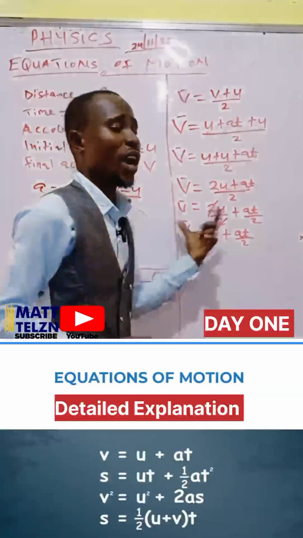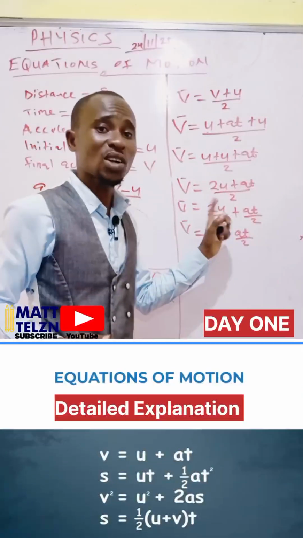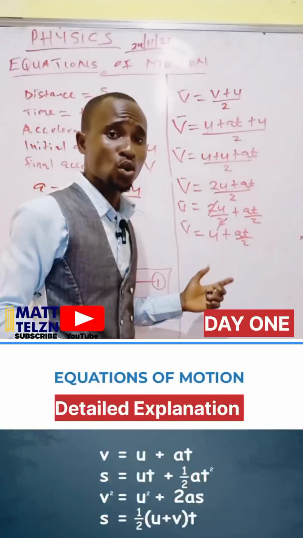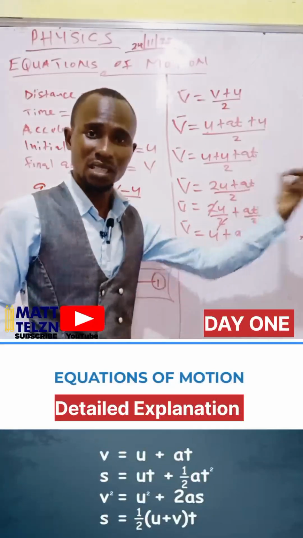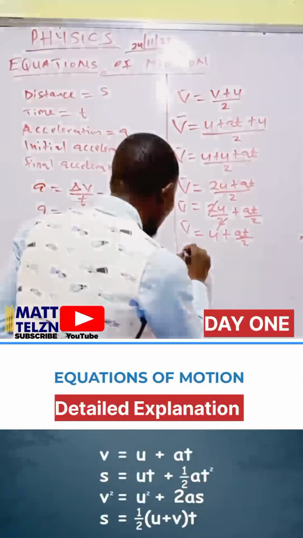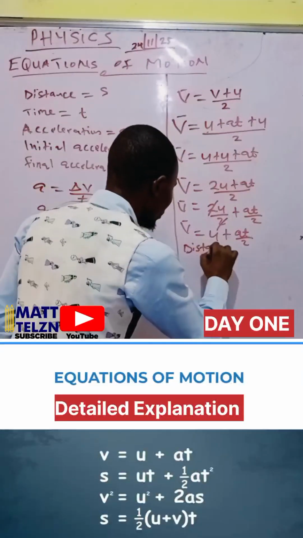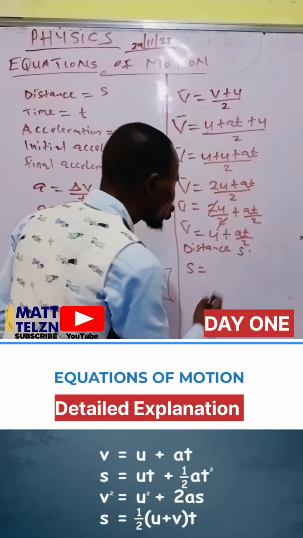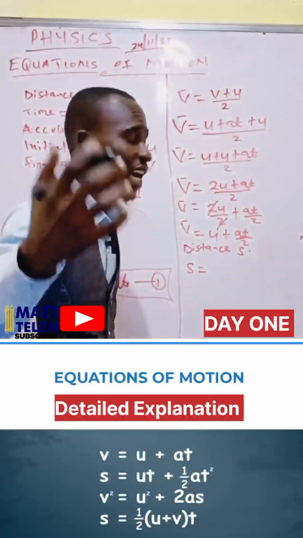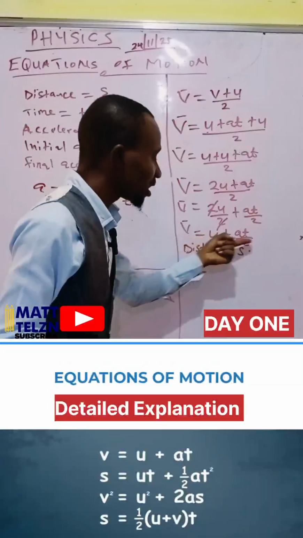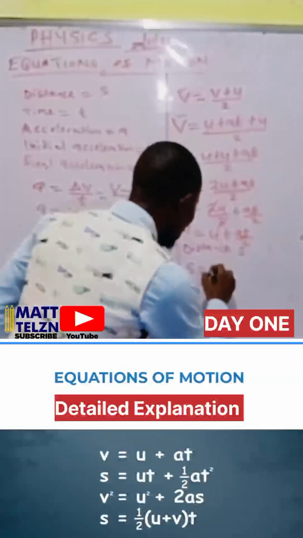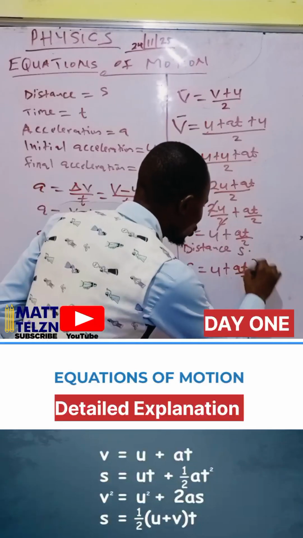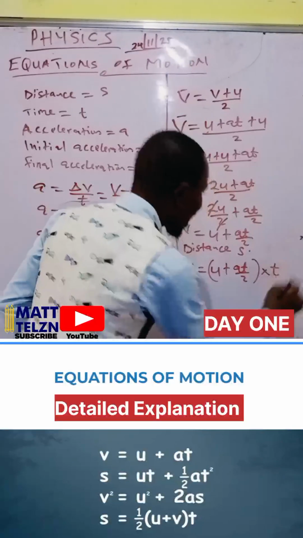Good. Now we are going to consider the distance of this object. And what is the principle of distance? Distance is equal to what? Velocity times time, right? Good. So that means distance s is going to be equal to my average velocity times time. What is my average velocity? This is my average velocity, right, which is u plus at over 2, times time, right?